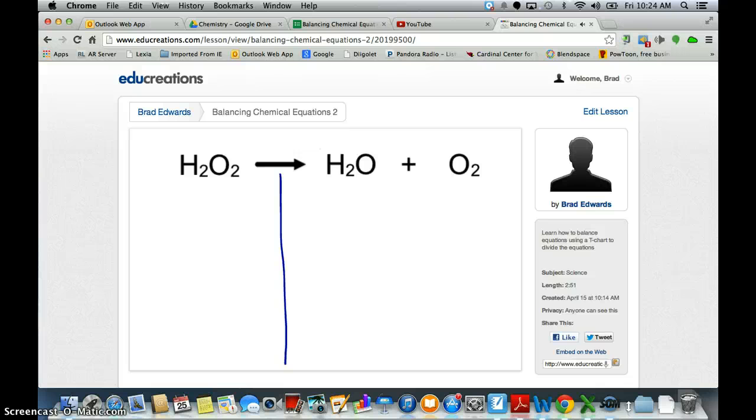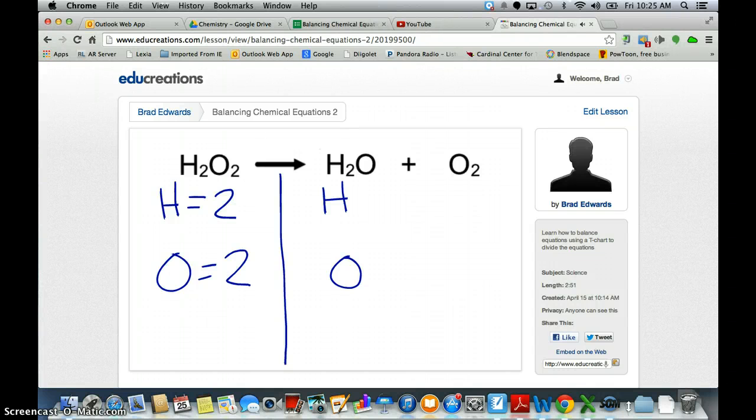So we need to take a look, and over on the reactant side we have a hydrogen atom and an oxygen atom. We also, on the product side, have hydrogen atoms and oxygen atoms. So we need to remember to count our atoms. If we count, we have 2 hydrogens on this side, we have 2 oxygens on this side. Remember, we get that number by looking at these subscripts right here. Those tell us the number of atoms that we have.